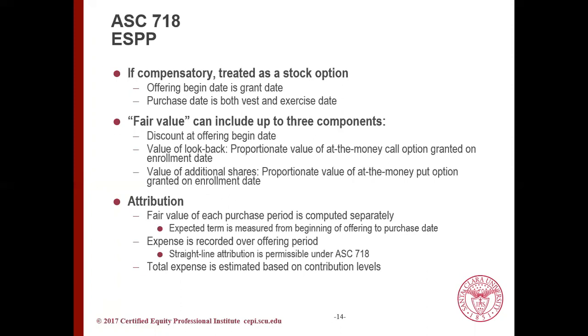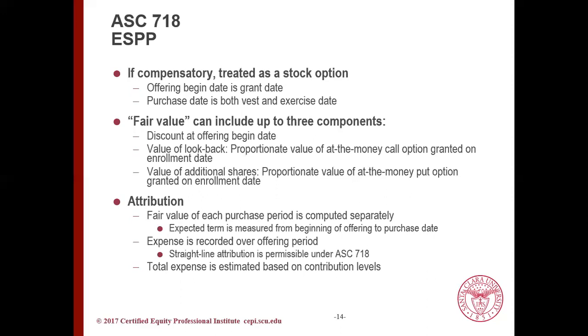Here's another place where ESPPs differ from other types of equity compensation. With an ESPP, your fair value can include up to 3 different components. The first is the amount of the discount that you offer. So if you offer a 15% discount, we're going to take 15% of the enrollment date fair market value, and that is a dollar for dollar included in your fair value.